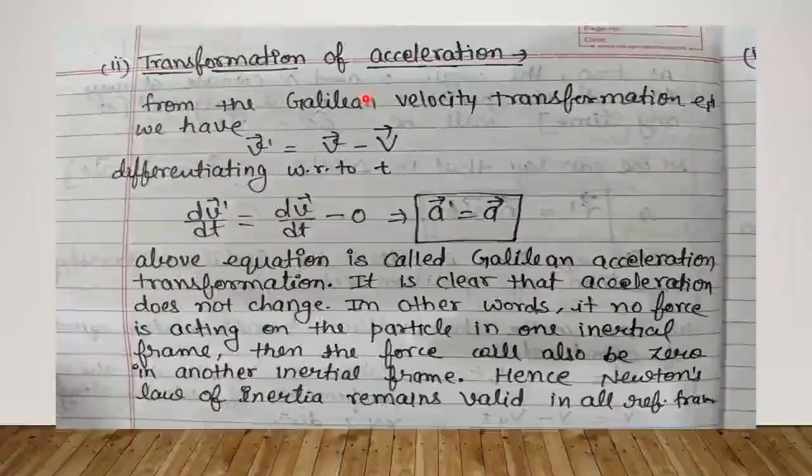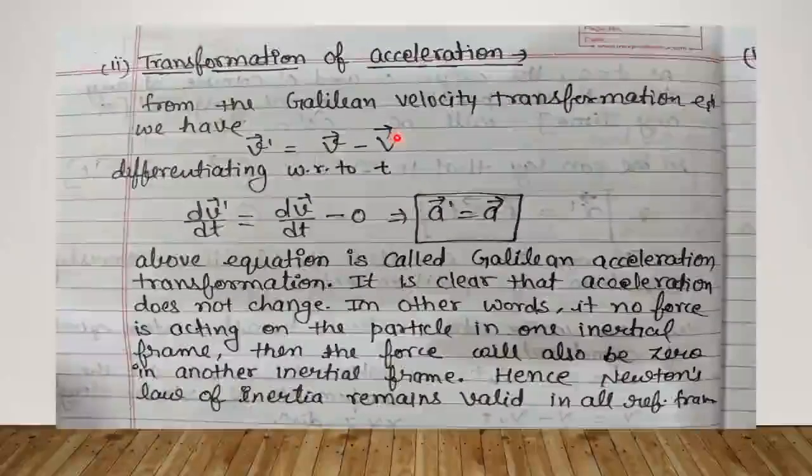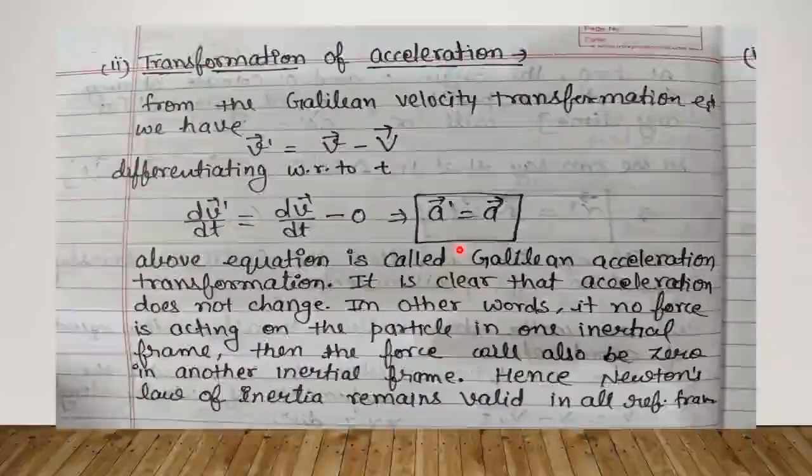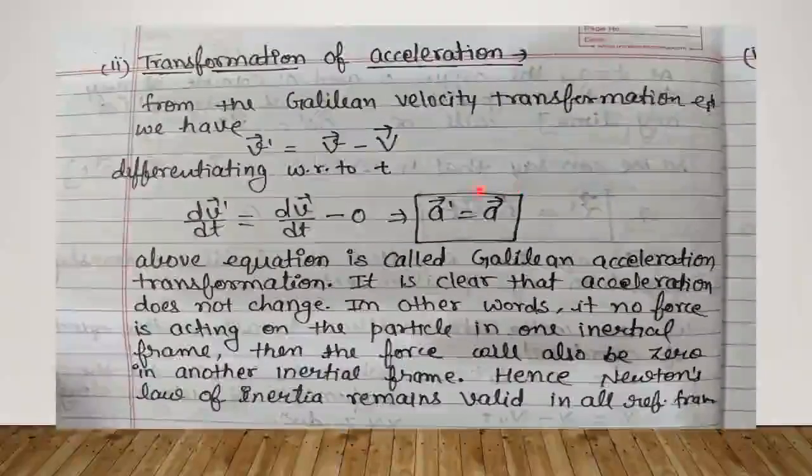Now transformation of acceleration. From the Galilean velocity transformation equation, we have v dash equals v minus V, where V is the velocity of frame S dash with respect to S. Differentiating the above equation, we get dv dash upon dt equals dv upon dt, as we know V is constant so dV upon dt equals 0. So we can say a dash equals a. The above equation is called the Galilean acceleration transformation equation. It is clear that acceleration does not change.